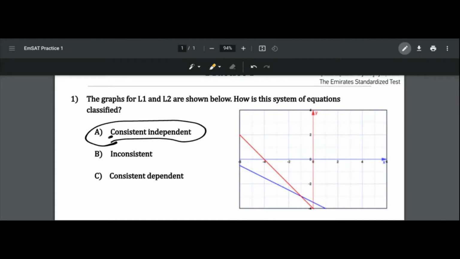Why is that? It is consistent because the system has at least one solution, and it is independent because the system has exactly one solution. And this is the solution.